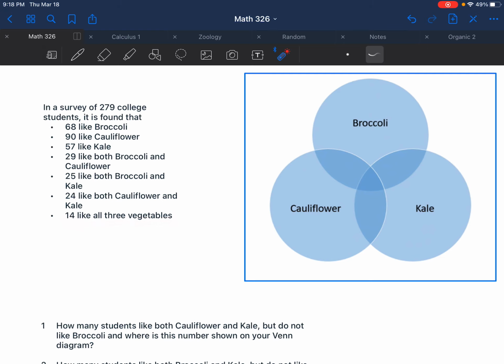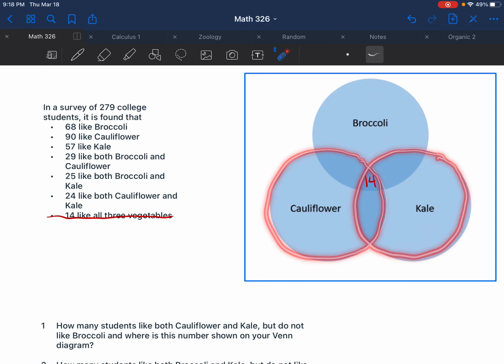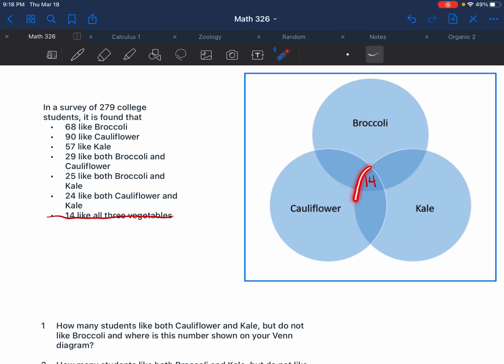So let's jump right into it, starting with our middle section right here. 14 people like all three vegetables. And we know that's this spot because that's where all three circles are overlapping. So we can go ahead and put 14 right in the middle there. Let's cross that off because we did that one. Next on our list, 24 people like both cauliflower and kale. So we're going to look for where only cauliflower and kale overlap. And that is this whole section, right? But 14 people have already been accounted for in this section of people that like both cauliflower and kale.